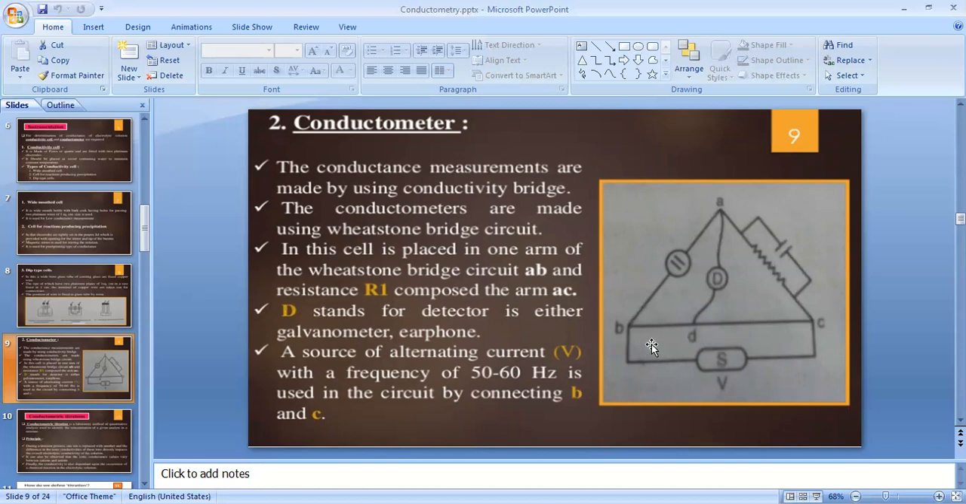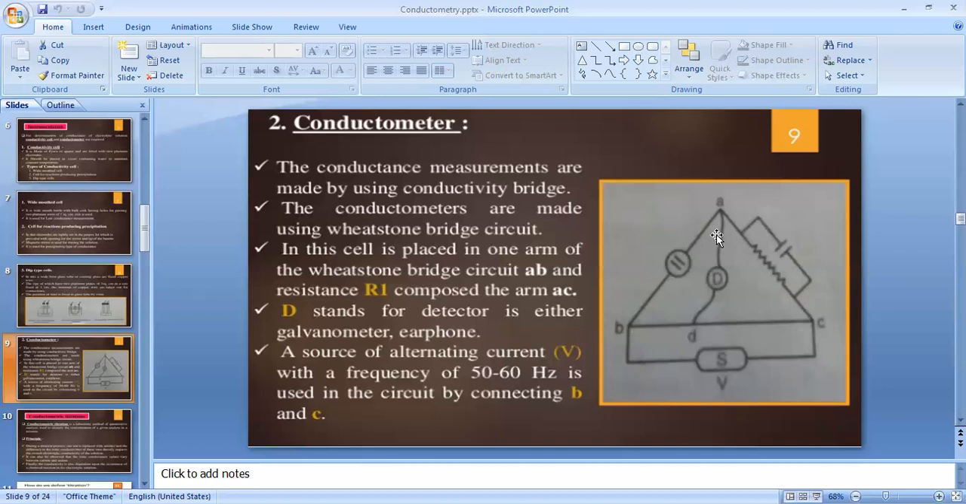The detector may be either a galvanometer or an earphone, and a source of alternating current, that is V, with a frequency of 50 to 60 hertz, is used in the circuit by connecting B and C. So this is the diagrammatic representation of the conductometer. So what does the conductometer comprise of?